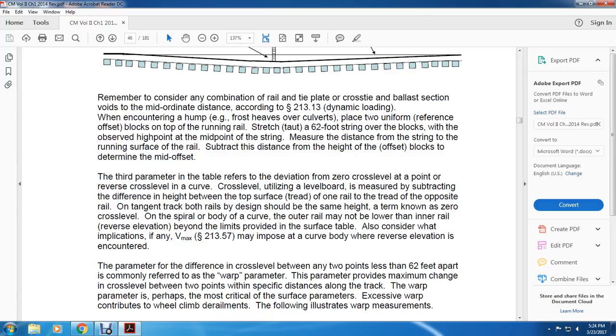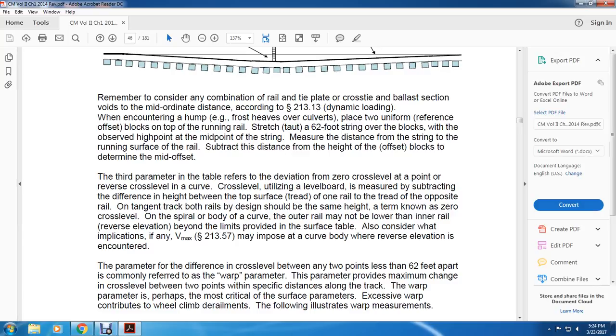The third parameter of the table refers to deviation from zero cross level at a point, or reverse cross level, utilizing a level floor measure, subtracting the difference of the height between the top surface of the tread of one rail and the tread of the opposite rail on tangent track. Both rails should be the same height, also known as zero cross level. On the spiral at the bottom of the curve, the outer rail may not be lower than the inner rail. Reverse elevation beyond the limits is provided in the surface table. Also consider the implications, if any, of a Vmax in miles per hour that may be imposed on the curve with the reverse elevation encountered.